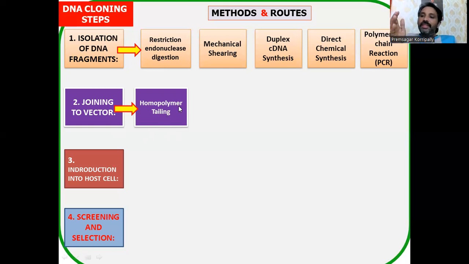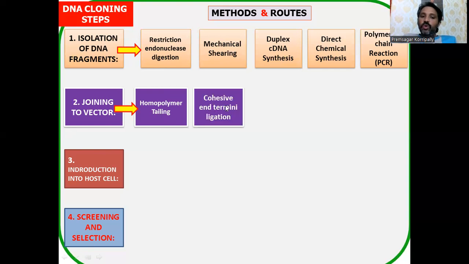Then complementary polynucleotides are added to the vector. Then you can ligate them. The insert or DNA fragment and vector can be ligated. You can anneal them and you can transfer into the host. Then you get a recombinant DNA molecule. That's called homopolymer tailing.